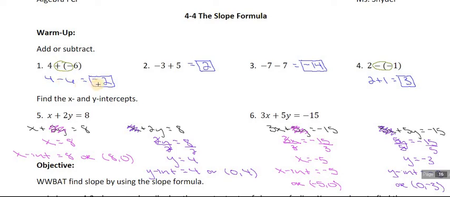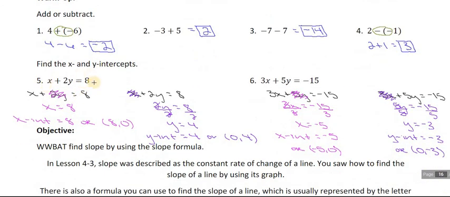answer is negative 2. In number 4, we had 2 minus negative 1. 2 negatives next to each other make a positive, so this was actually 2 plus 1, which is 3. And then 4, 5, and 6, we have our x and y intercepts.